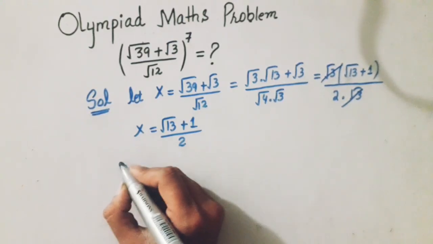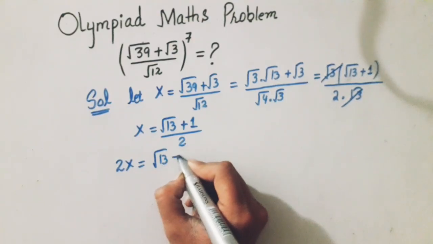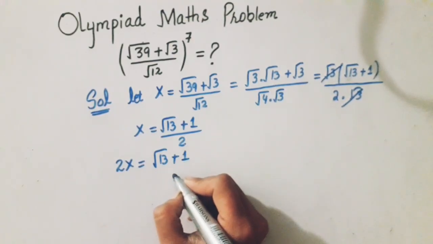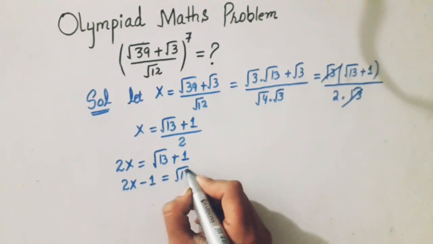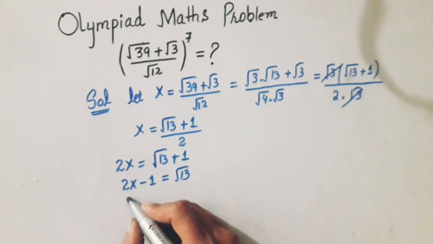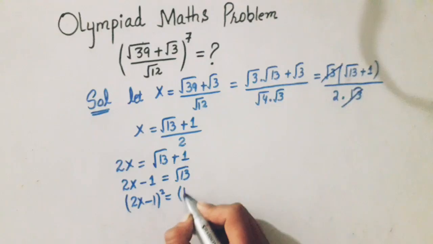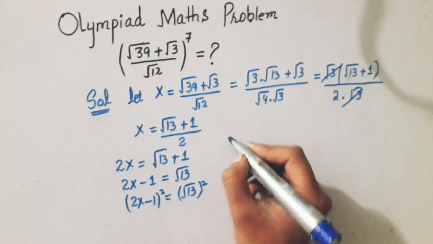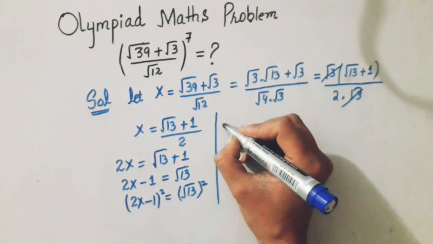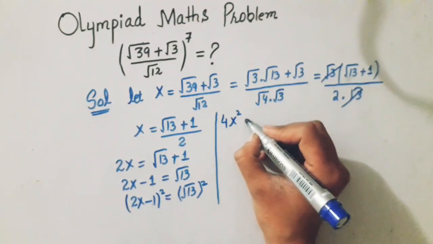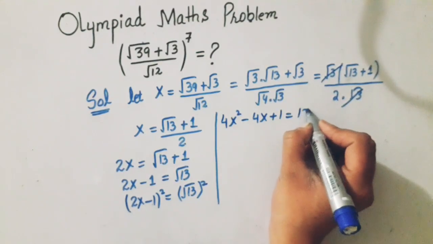Now this 2 is multiplied by x. We get 2x equals root 13 plus 1. After this, we will write this as 2x minus 1 equals root 13. Now we will take square on both sides. So (2x minus 1) square equals root 13 square. So when we open the square, we get 4x square minus 4x plus 1 equals 13.